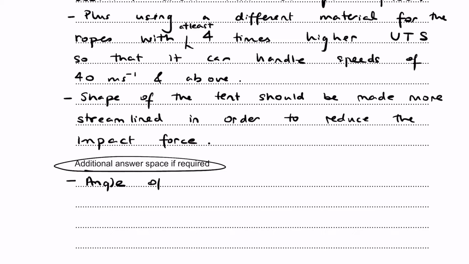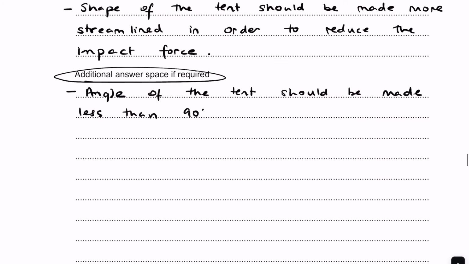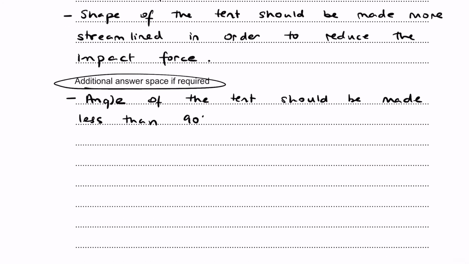So the angle of the tent should be made less than 90 degrees in order to reduce the impact of higher winds.